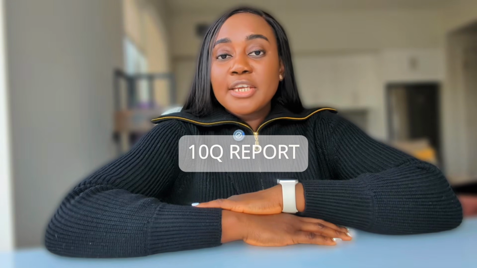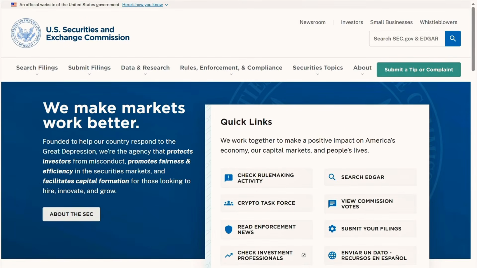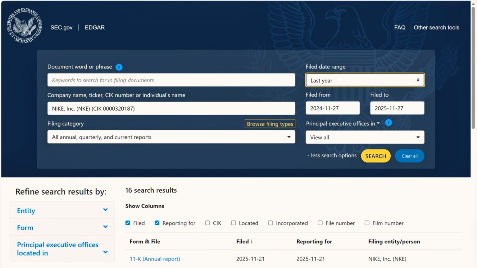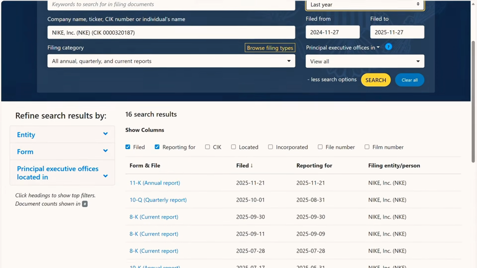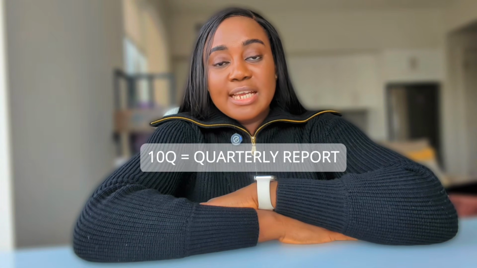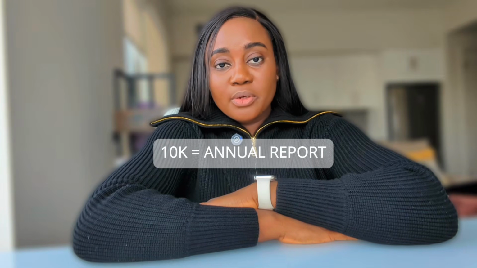So you can start with the 10Q report. The 10Q report is a report that is filed quarterly by public companies in the United States with the United States Securities and Exchange Commission. You can find it on the SEC's website. It's usually in the EDGAR database. The 10K, on the other hand, is the annual version of the 10Q. So the 10Q is the quarterly report and the 10K is the annual report.